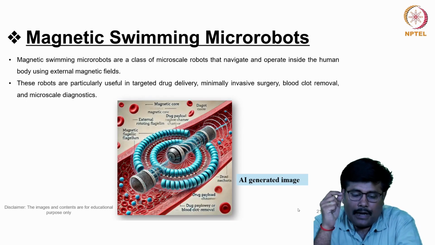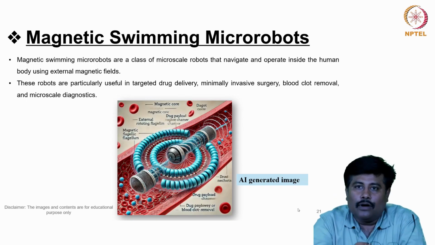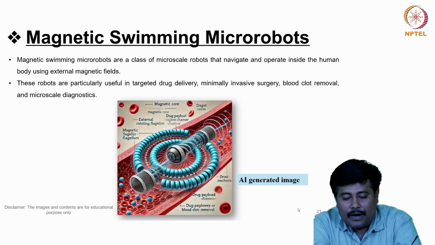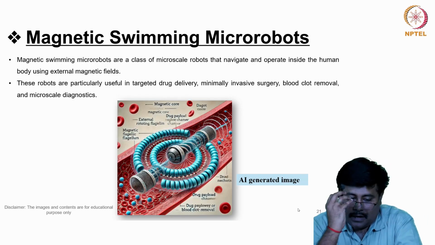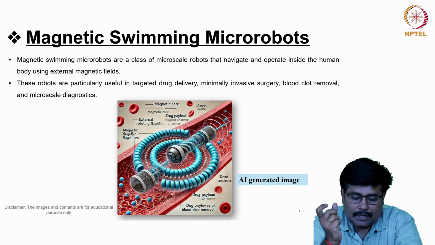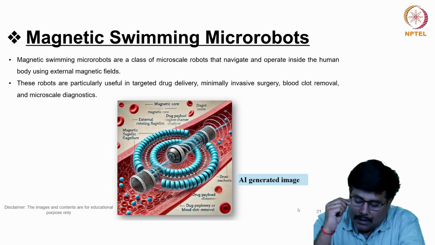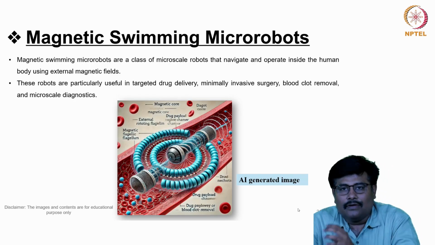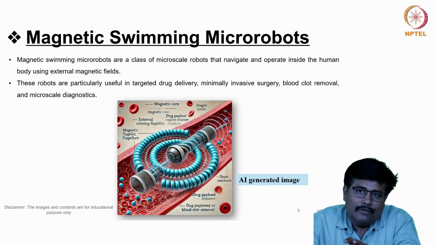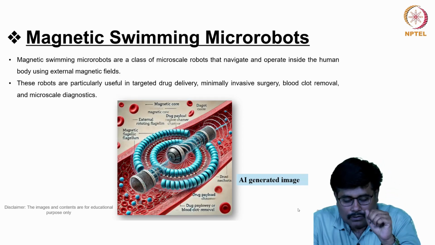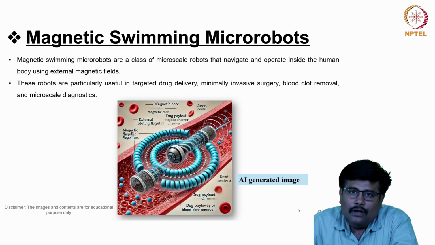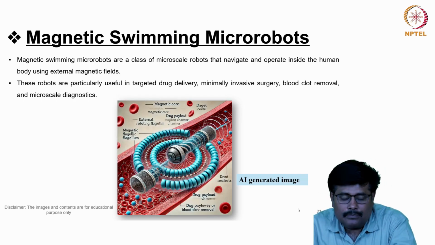In fact, this is an AI generated image which will give you clarity on how these magnetic swimming robots are deployed for different applications. It has a rotating flagellum, and these rotating flagella are mainly meant for drug delivery. So targeted drug delivery can be emphasized using this system. There are different parameters involved, which can be appropriately addressed by these magnetic swimming micro robots.